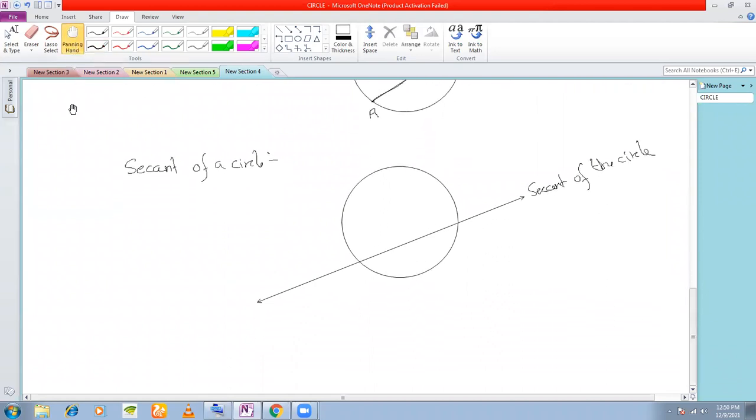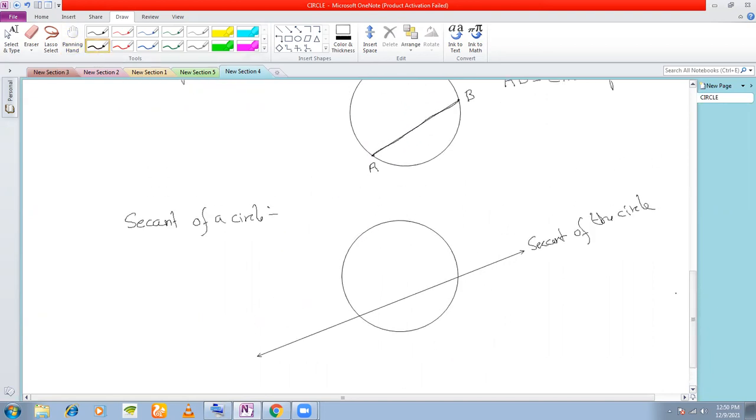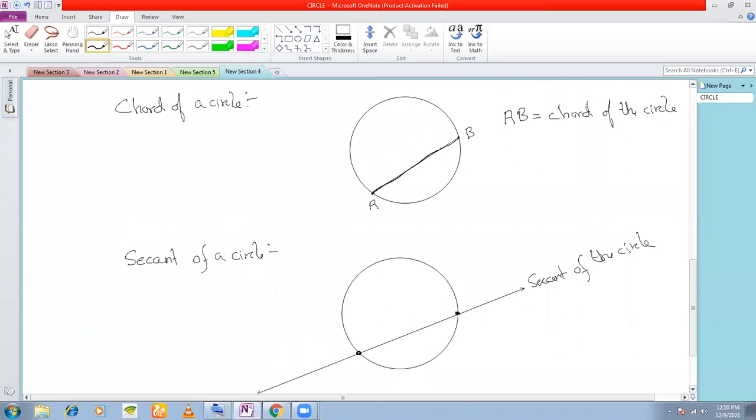Sir, can you please repeat the secant? Secant of a circle is a straight line of any length that intersects the circle at 2 points. This secant of a circle will be of any length. If it intersects the circle at 2 points, then it will be called a secant of a circle. So secant of a circle does not have any particular length, but a chord has a length. What is the length of this chord? It is AB. Clear?